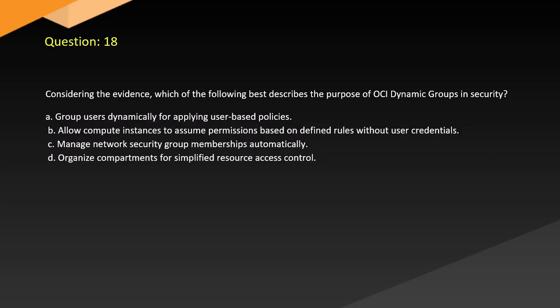Question 18. Considering the evidence, which of the following best describes the purpose of OSI dynamic groups in security? A. Group users dynamically for applying user-based policies. B. Allow compute instances to assume permissions based on defined rules without user credentials. C. Manage network security group memberships automatically. D. Organize compartments for simplified resource access control.